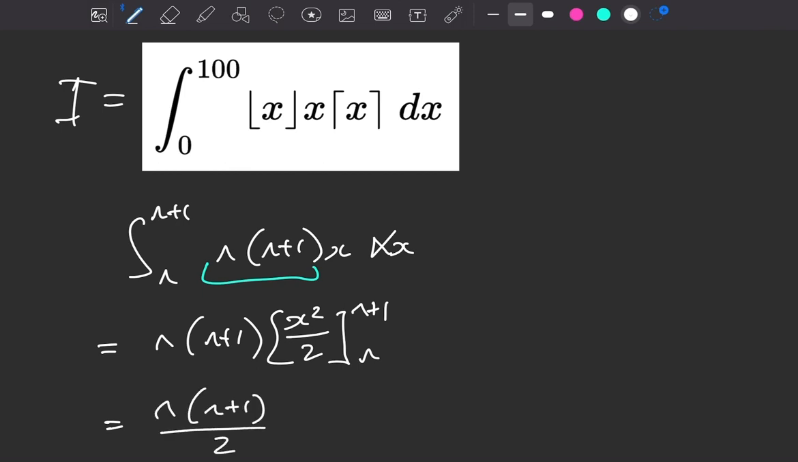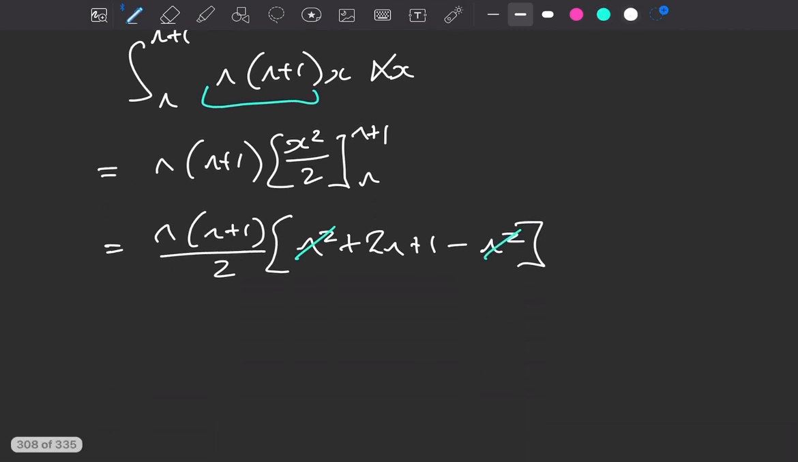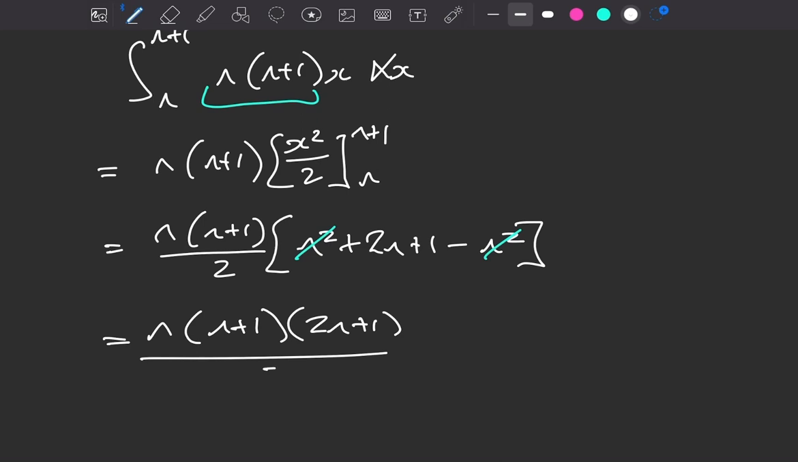And subbing in n plus 1, we'll get n plus 1 squared. So n squared plus 2n plus 1. Then subbing in n, we'll get n squared. So take away n squared. These two n squareds will cancel then. And what we're left with is 2n plus 1. So altogether, we've got n plus 1, 2n plus 1, all divided by 2.